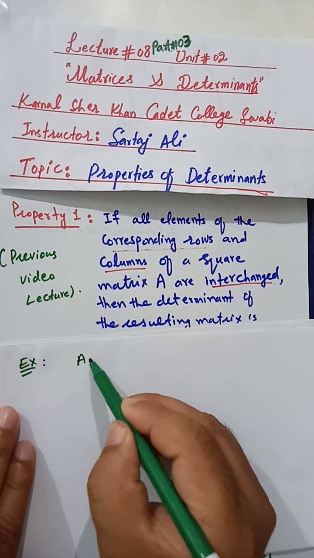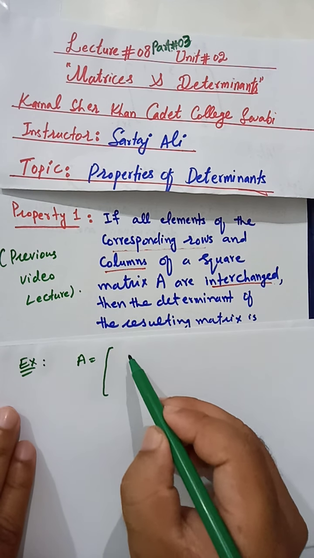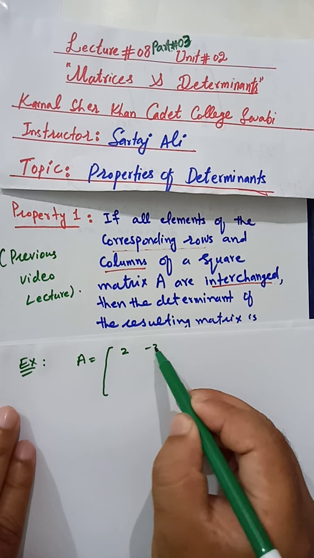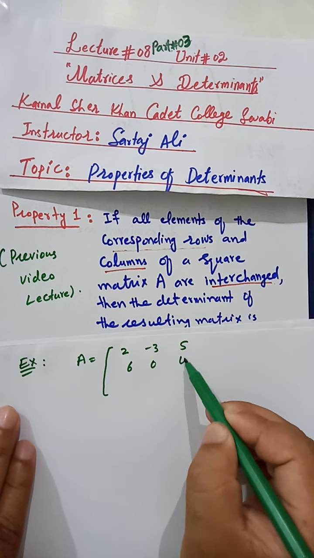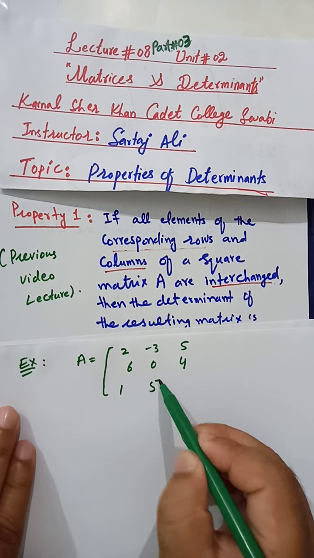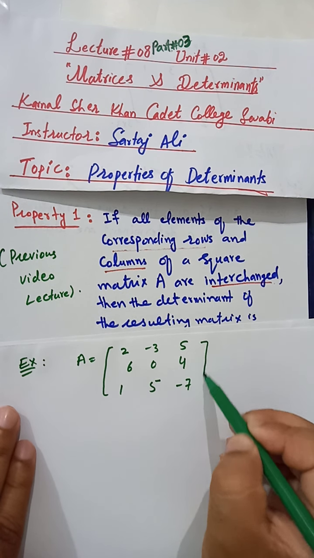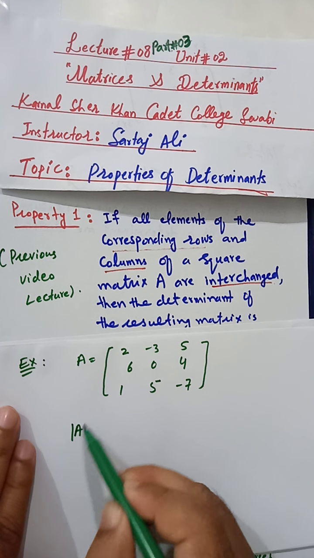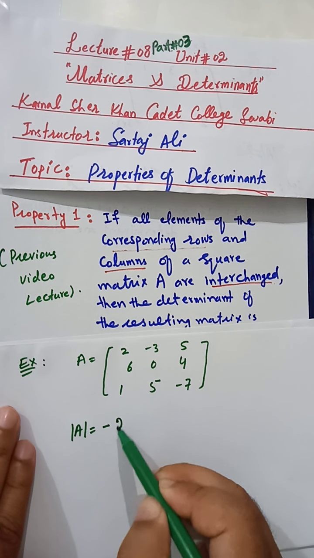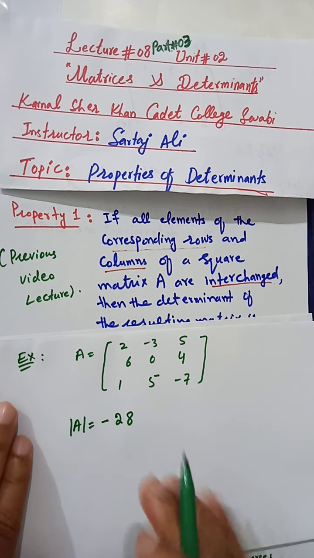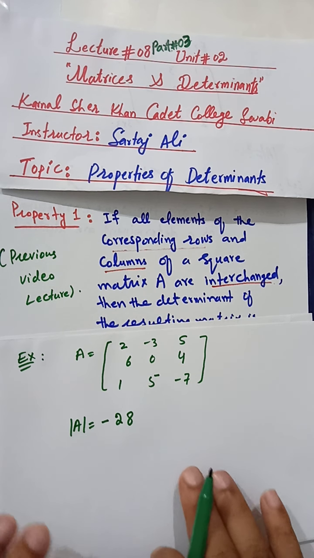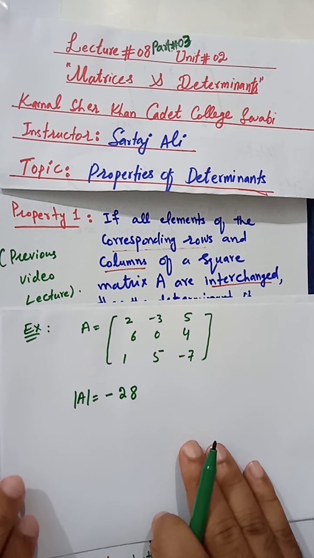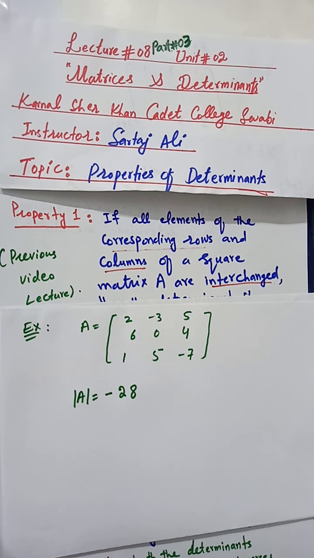if I consider a matrix A of order 3 by 3 in the form 2, minus 3, 5, 6, 0, 4, 1, 5, minus 7, its determinant is equal to minus 28. You can expand it along the second row or second column because that contains a 0, or you may expand it along any row or any column.